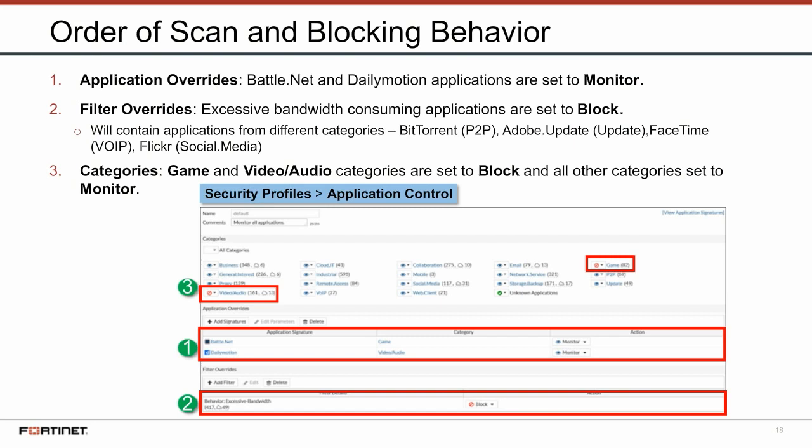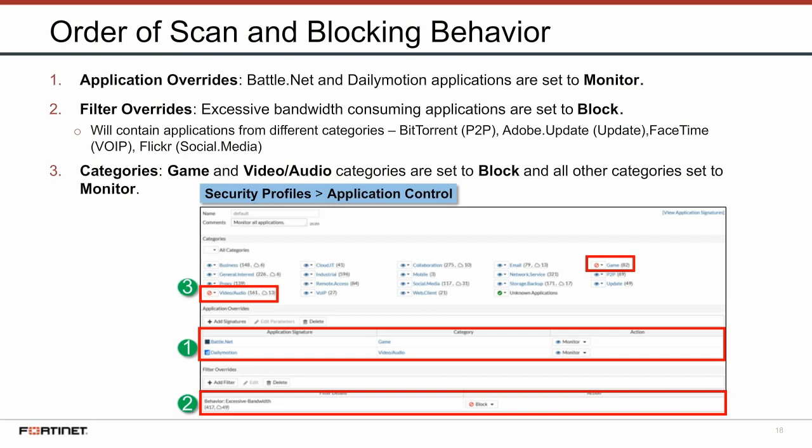In the application override section, you can see that some exceptions are specified. Instead of being set to block, Battle.net game and Dailymotion video audio are set to monitor. Because application overrides are applied first in the scan, these two applications will be allowed and will generate logs. Next, the scan will check for filter overrides, because a filter override is configured to block applications that use excessive bandwidth. It will block all applications using excessive bandwidth, regardless of categories that allow these exceptions.